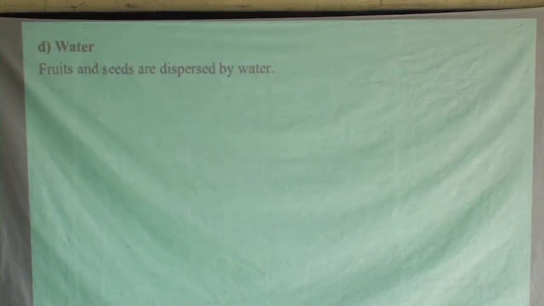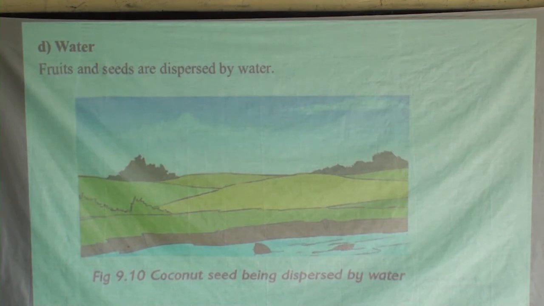Then now we have the last part here, where we have dispersal by water. So water is a very important agent of seed dispersal, whereby fruits and seeds are dispersed by water. You find that this is very common in plants which grow near water bodies. Talk of coconut plants. So once the seeds are mature and they're dropped into water, water can easily flow and transport them to different places.